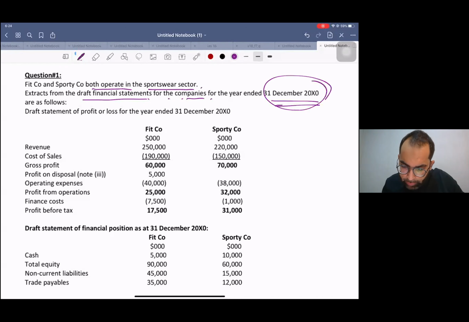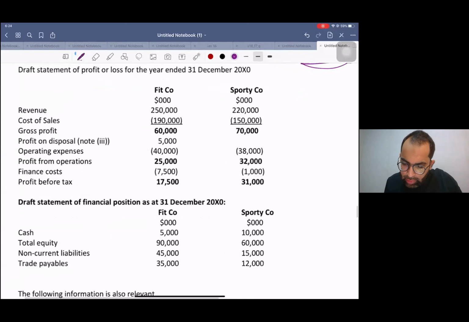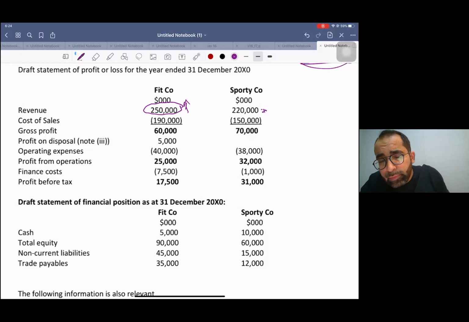See, these are obvious things. Fit company's actual sales is higher as compared to Sporty company. The reason for this difference may be the size of the company, or the reason may be that Fit company may be charging lower prices, so they are dealing in quantity. They believe in quantity sales, right? Whatever the reason may be, just as a first thought, I'm saying this. Now you have cost of sales, gross profit.